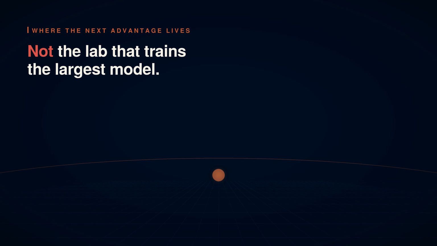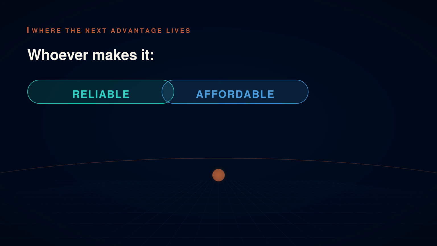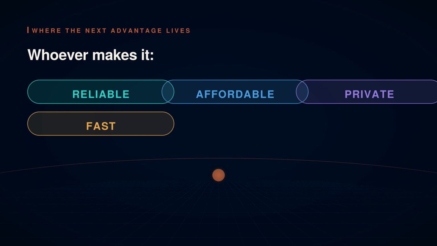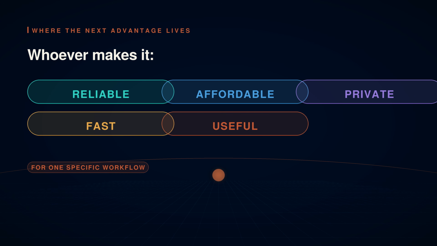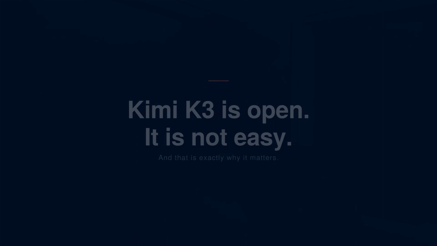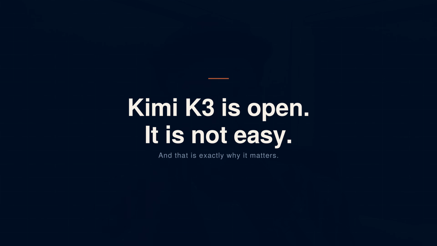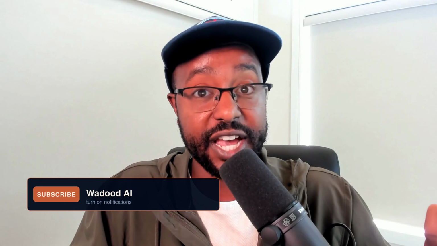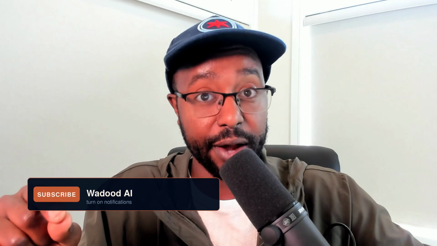If you are watching the AI industry, this is the bigger takeaway. The next competitive advantage may not belong to the lab that trains the largest model. It may belong to whoever makes the model reliable, affordable, private, fast, and useful for a specific workflow. Kimi K3 is open. It is not easy, and that is exactly why it matters. So that's the Kimi K3 story. It's not that the model suddenly puts frontier AI on every single laptop. It may be that the model gives more companies the right to host, test, optimize, and build around frontier level intelligence.